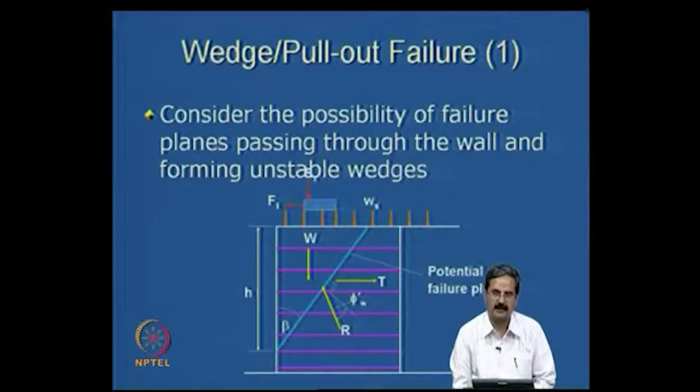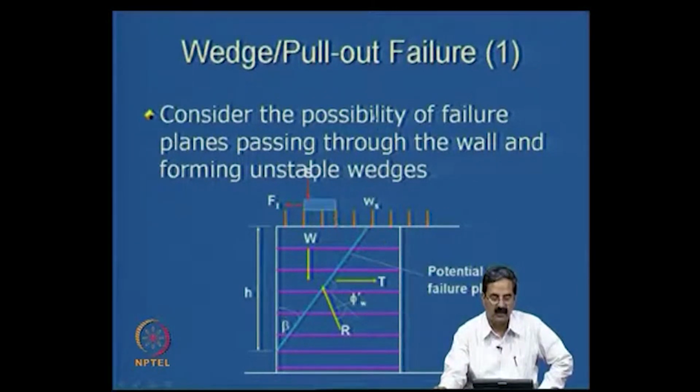that needs to be provided, so that in that spacing the lateral pressure is really handled properly or taken care of. Then once you provide this reinforcement, we have some more considerations, like it should not fail. So we have to calculate tension using the wedge pull-out failure also. Consider the possibility of failure planes passing through the wall and forming unstable wedges.